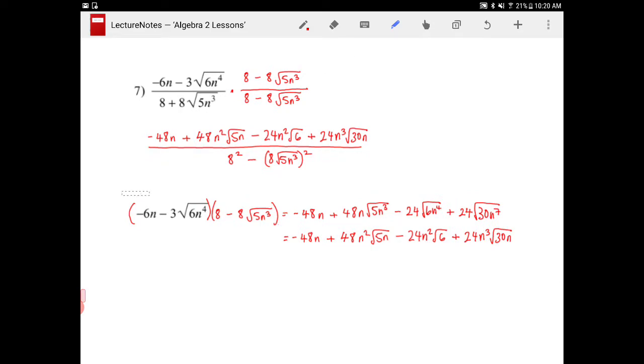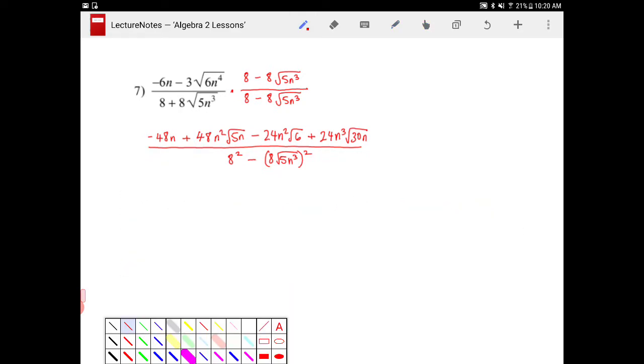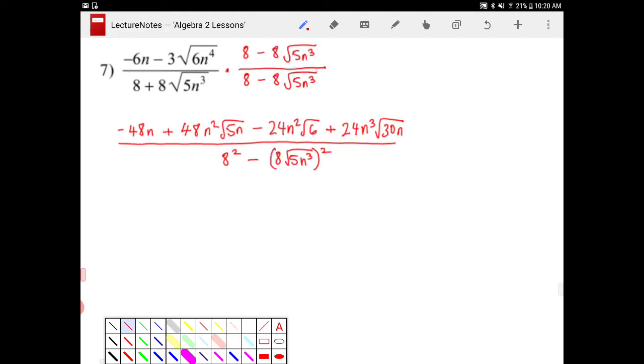And lastly, I'm going to get rid of this because I just finished that scratch work. Then the denominator becomes 8 squared, which is 64, minus 64 times 5. So that's 320n to the third.